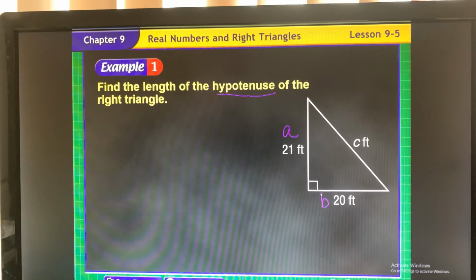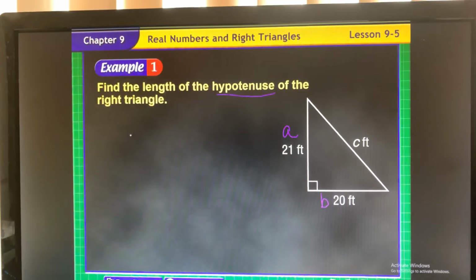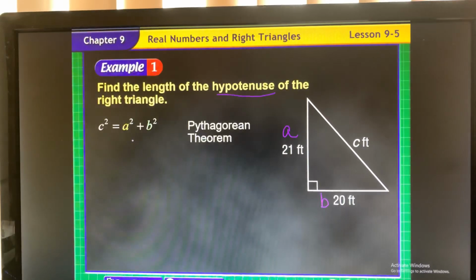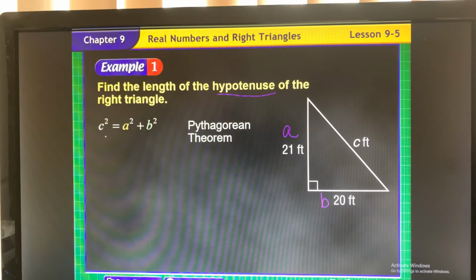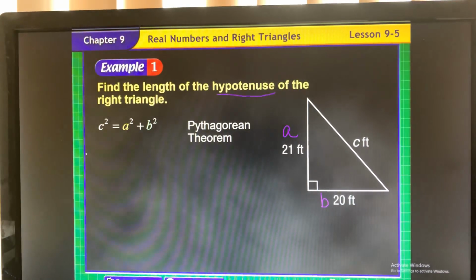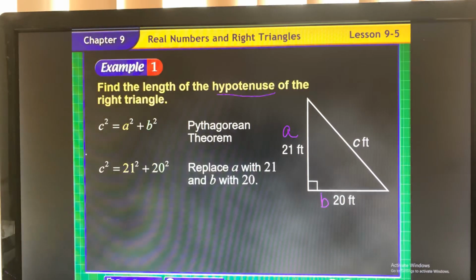Honestly, it doesn't matter which one is A and which one is B, because it will fit in the formula with the commutative property. Here's the formula for the Pythagorean theorem. It's a squared plus b squared equals c squared. So all you need to do is plug the numbers into the formula.